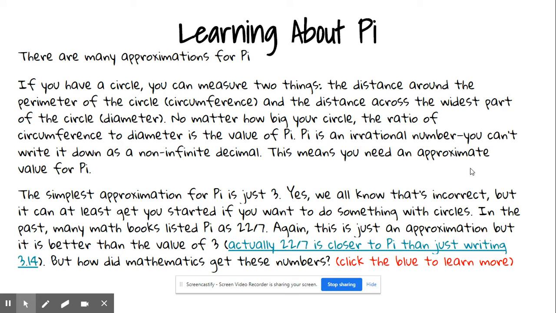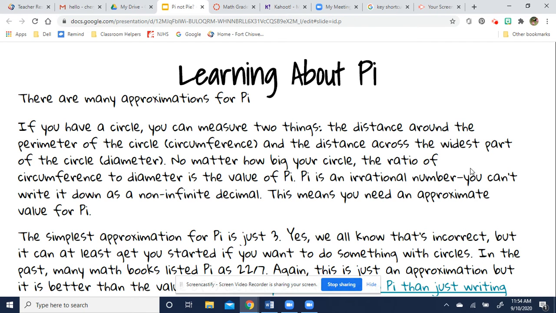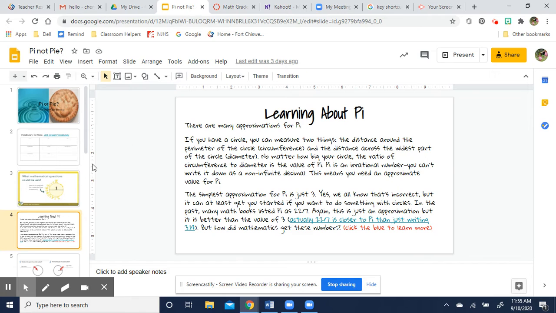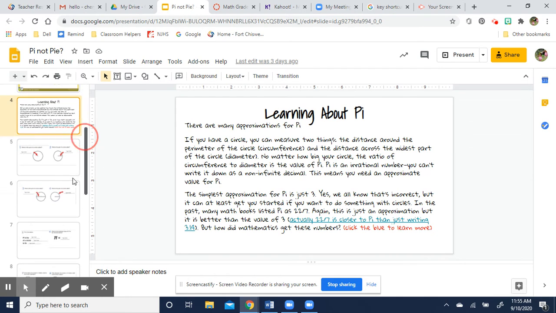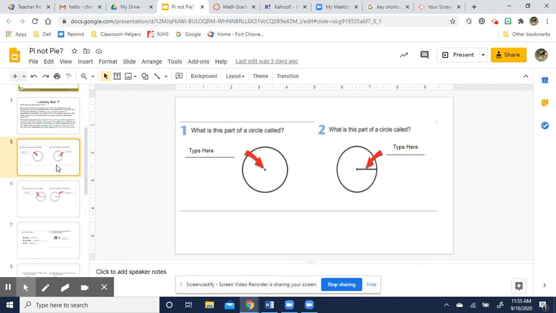But how did mathematicians get these numbers? Well, if you click back on that blue link, it will take you to a video that will explain how mathematicians got this number. So now we're at the part of the slideshow that you're going to have to change and do some work. You can find out what you should be putting by watching this video.